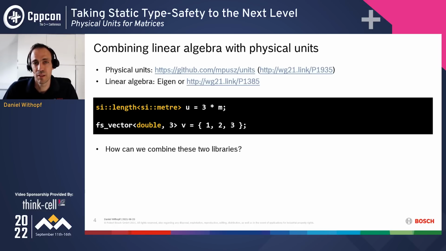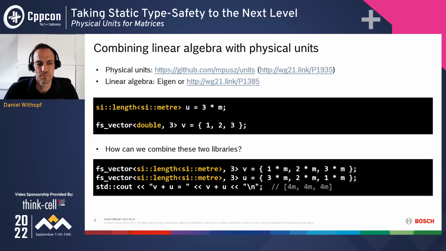In such a simple case, where we just want to use a single physical unit inside a vector, so we want a three-dimensional vector with a unit of meters, that's still fairly easy, as is shown here. We can simply create such an FS vector here. As the value type, we no longer use a double, but instead a physical quantity with a unit of meters. If both libraries are designed in the right way, then this works out of the box. It does for these two libraries.